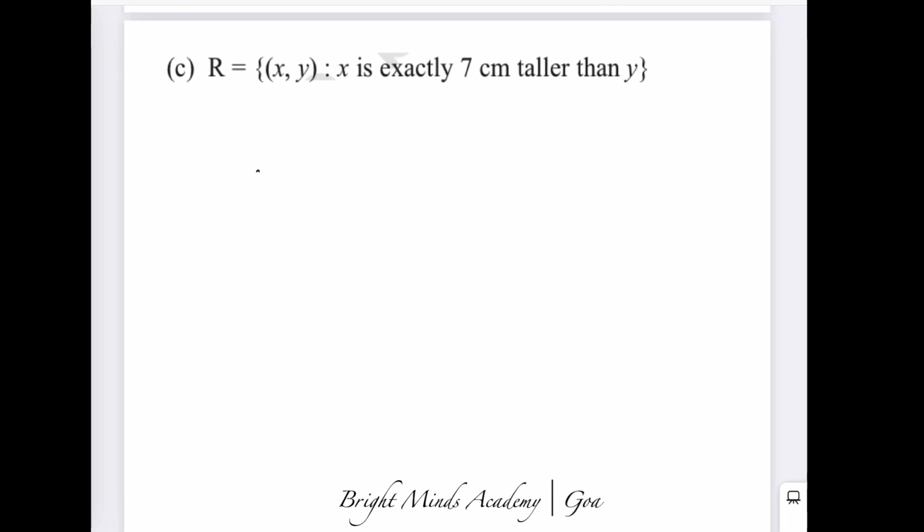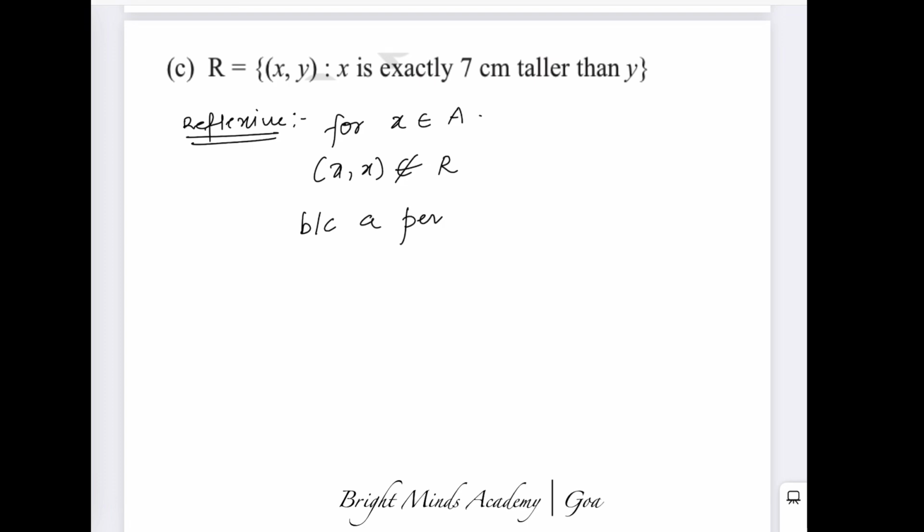Now this is the next question that we have right here. R is (x, y) such that x is exactly 7 centimeters taller than y. So we'll first take the first case. First we'll check for reflexive behavior. For x belonging to the set A, definitely (x, x) will not belong to the relation R, because a person cannot be 7 centimeters taller than himself or herself.